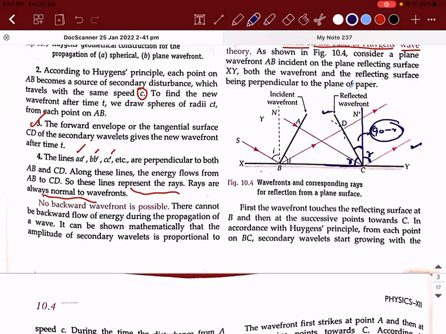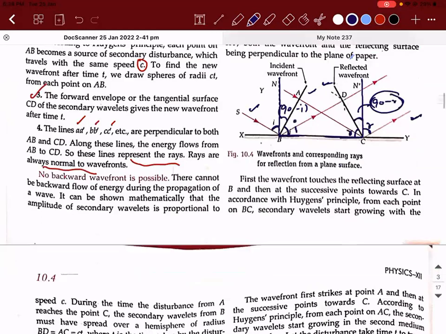In a similar way, if this is I, that is the angle between the incident ray and the normal is I, incident ray and incident wavefront are perpendicular. So this will be 90 minus I. Normal and the reflecting surface are perpendicular to each other. So this will be I.